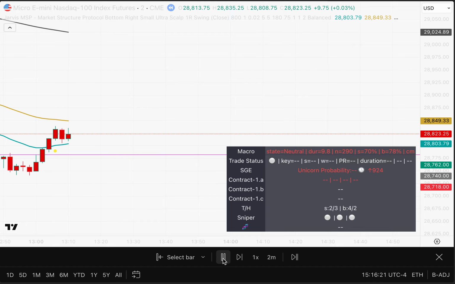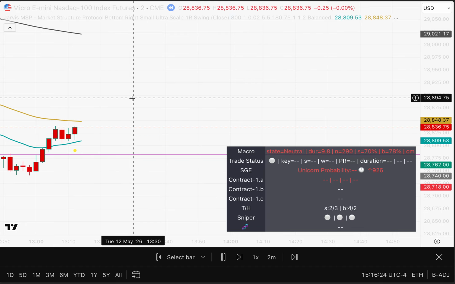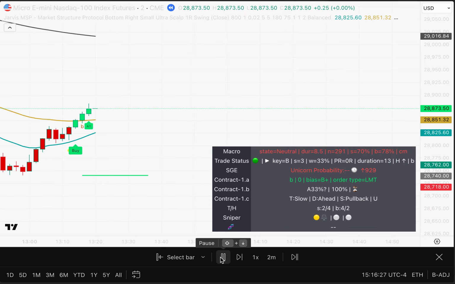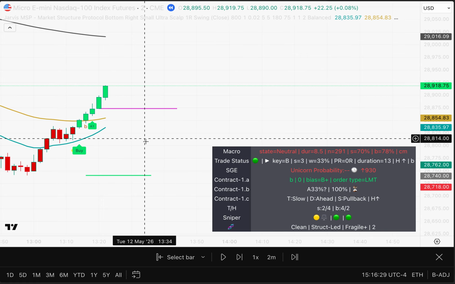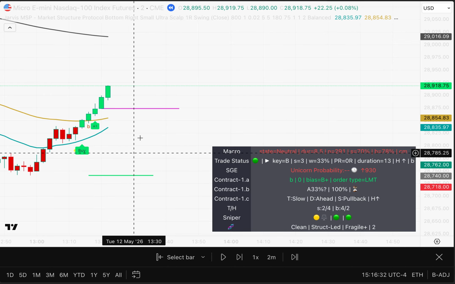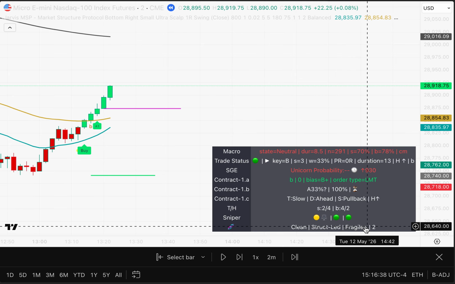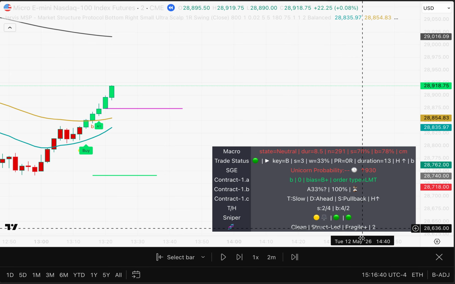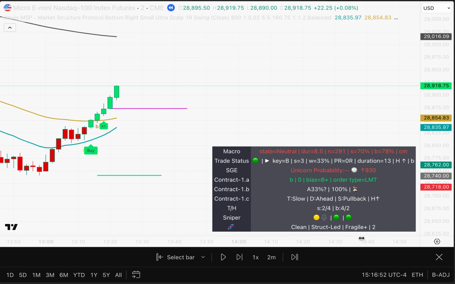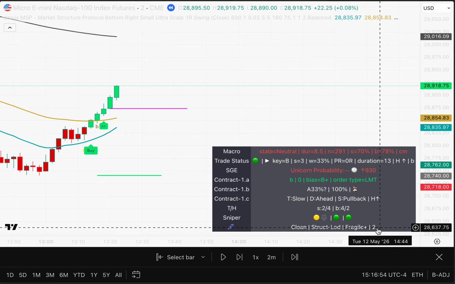So let's go ahead and play through this structure real quick. So we got a buy. Okay, let's pause it real quick here. In this buy, as you can see, it was clean, structure led, fragile plus, which is very good. This plus sign means that the market is in agreement with the personality, right? Although it's fragile, even with all the stats in this HUD, confidence is a 2, which is pretty strong. It's way above neutral and it's definitely not negative.